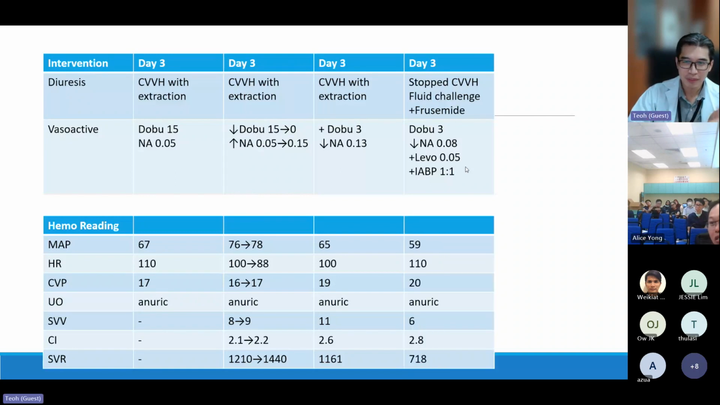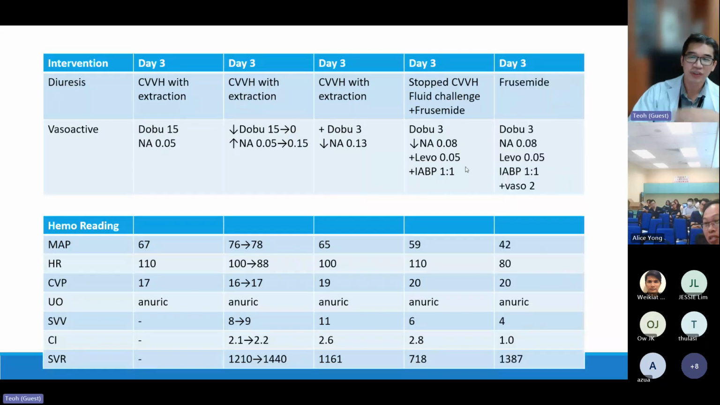Okay, so of course the MAP dropped further to 59 because of the levosimendan, and the heart rate is even faster now, 110. And like what you said, the cardiac index is 2.8 now, but the SVR is too low, it's 718. And eventually the blood pressure dropped too much, and vasopressin is added.